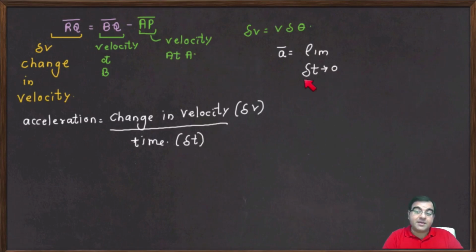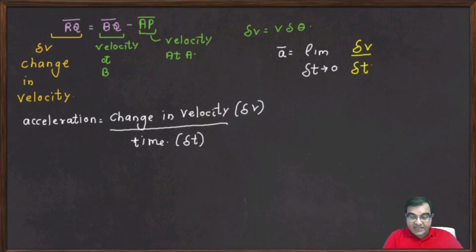Now why are we applying limits? Delta t tends to 0 because we are talking about instantaneous acceleration. From the fundamental videos, I had made it very clear: for instantaneous acceleration, you have to apply limits. So I get limit delta t tending to 0 of delta v upon delta t. Delta v upon delta t was my acceleration, to which I have applied limits.